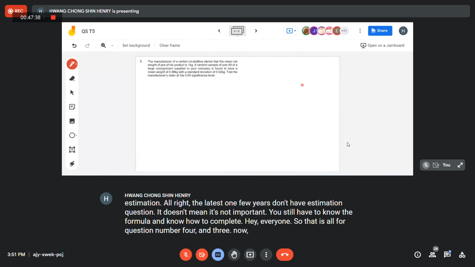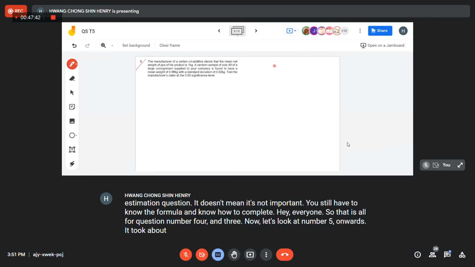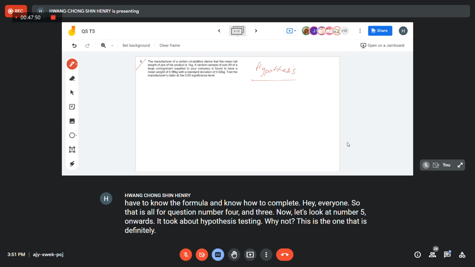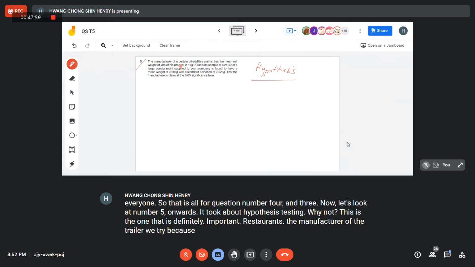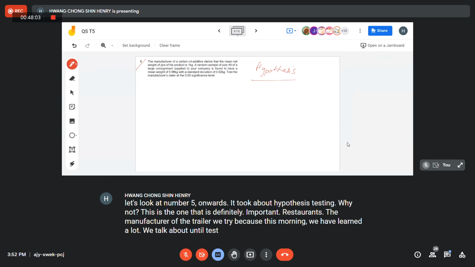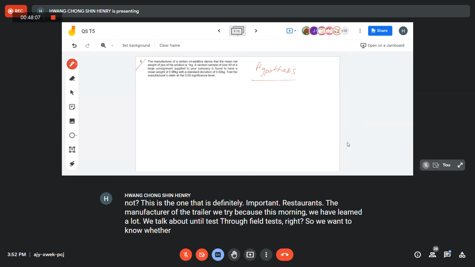Now let's look at number 5 onwards. We talk about hypothesis testing. Clear or not? This is the one that is definitely important. Let's answer this question. Because this morning we have learned a lot. We talk about one-tail test, two-tail test, right? So we want to know whether it's a two-tail or one-tail.